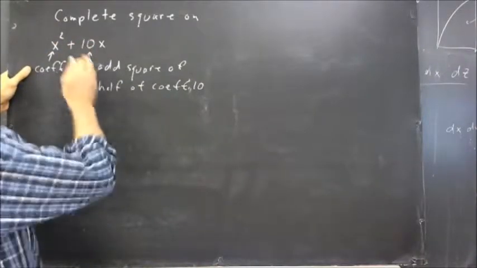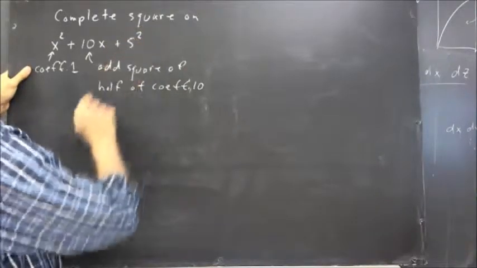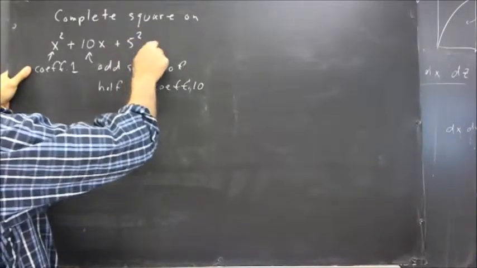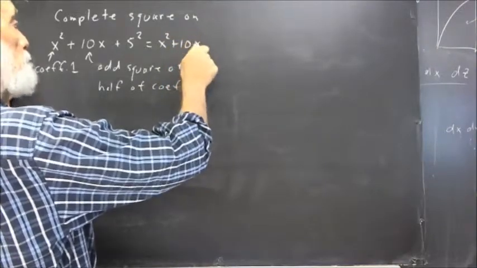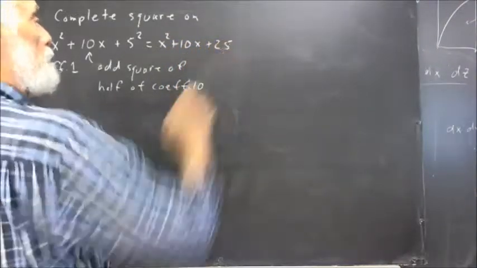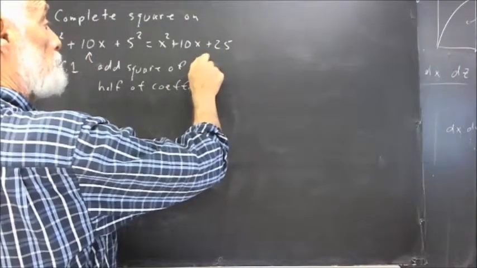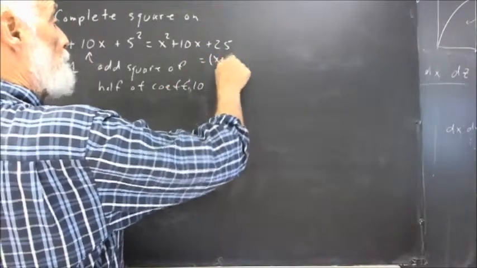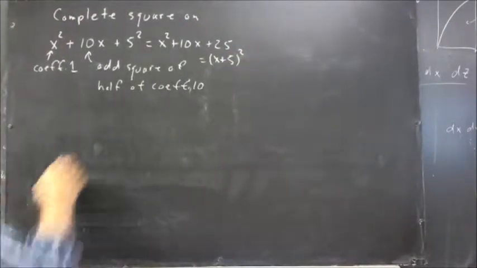So half of 10 is 5, so we add 5 squared. We get x squared plus 10x plus 25. It's a perfect square. It's the square of x plus 5.